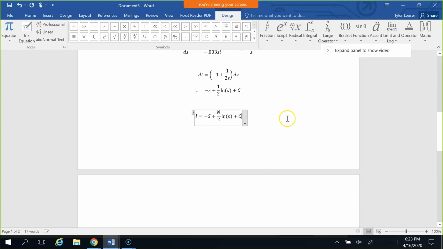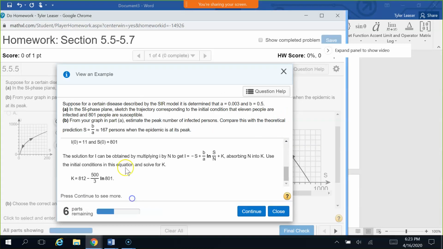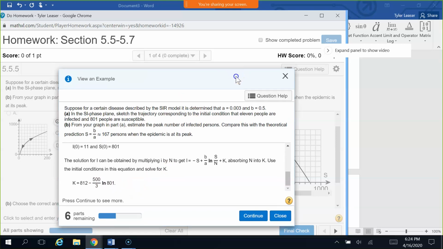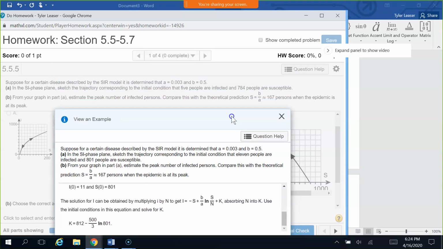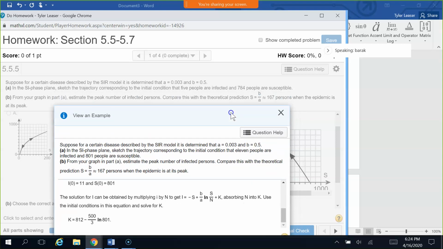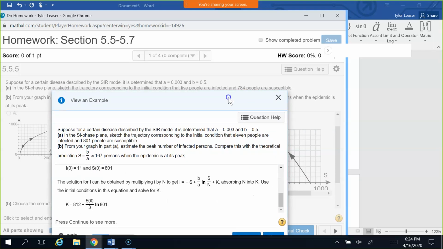Now we'll plug in the initial conditions. The problem is that I don't know what the capital N is. It says 500. Does it say 500 somewhere in the problem? No. I wonder where they're getting this 500 number from.